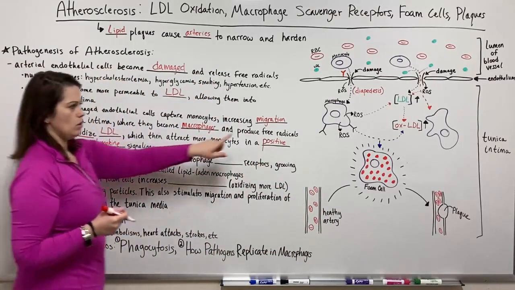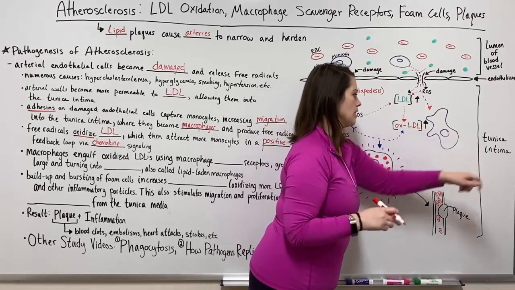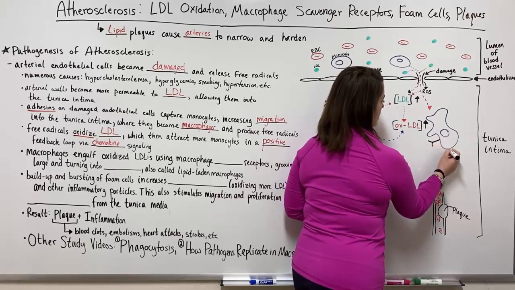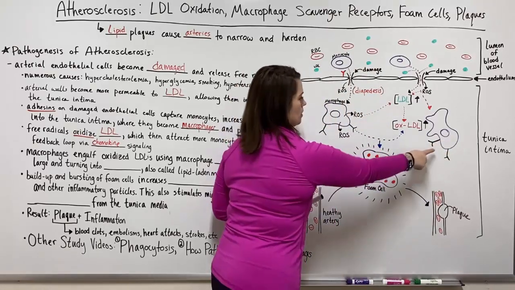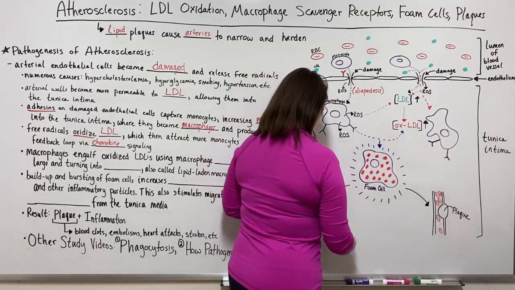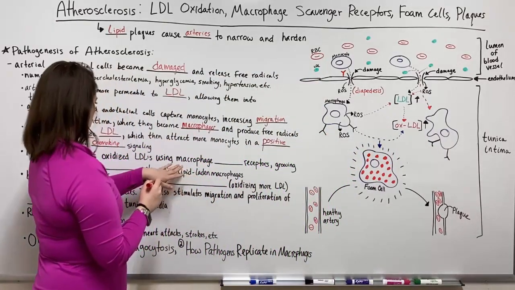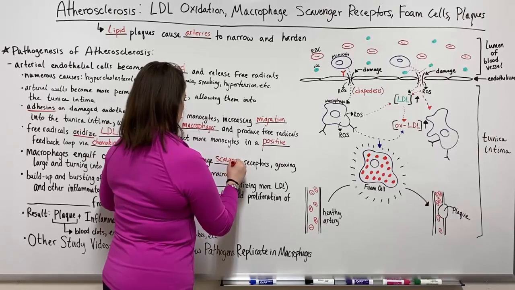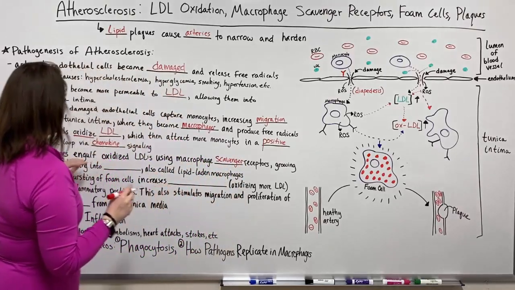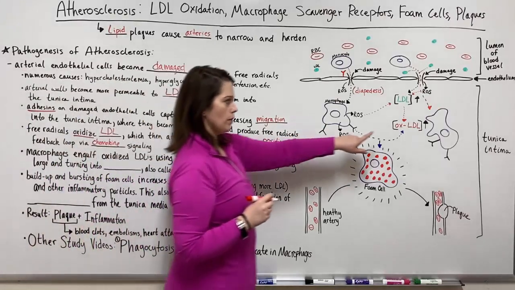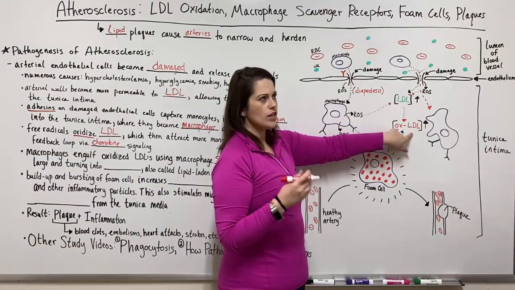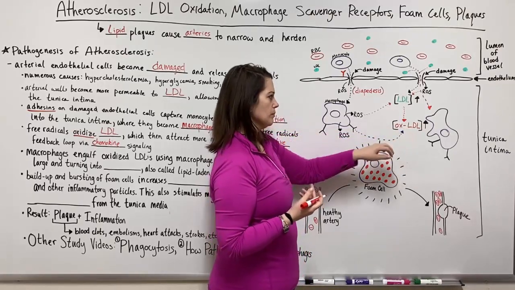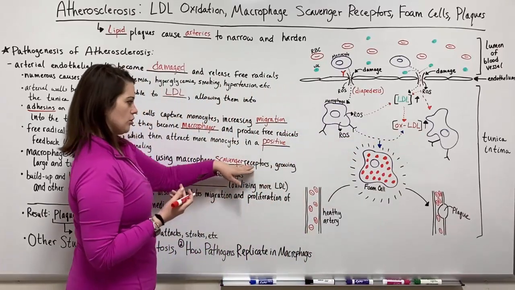Now these macrophages, once they get down here into the tunica intima, I'm going to draw some receptors on this new one here. They've got these receptors that I've drawn in black here. These receptors are called macrophage scavenger receptors, and they allow the macrophages to engulf the oxidized LDL. Now, these are not normal LDL receptors. These are specifically for the oxidized LDL, and so they're called the macrophage scavenger receptors.